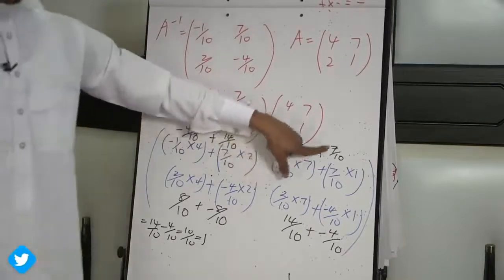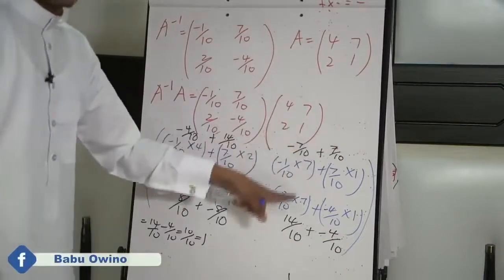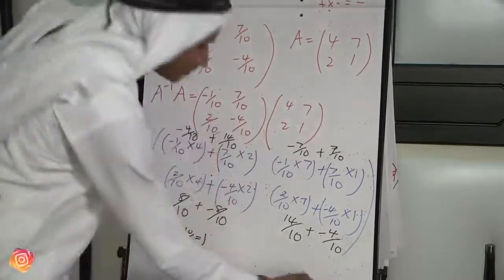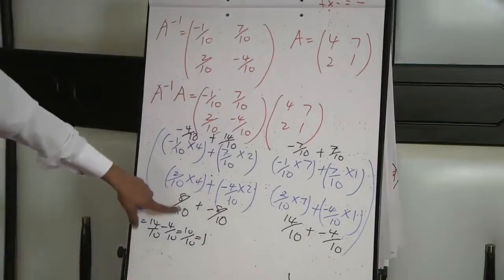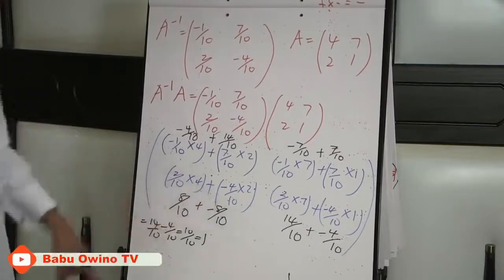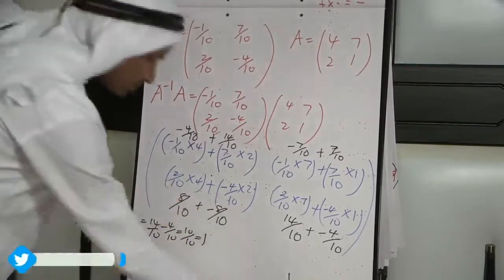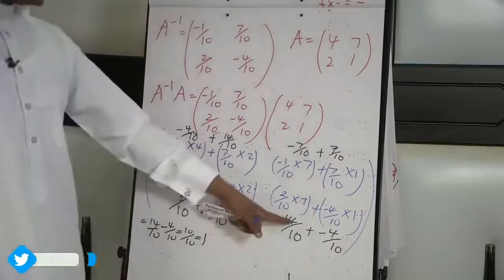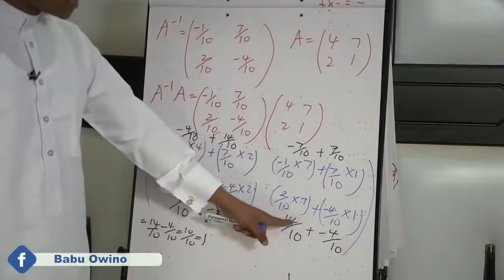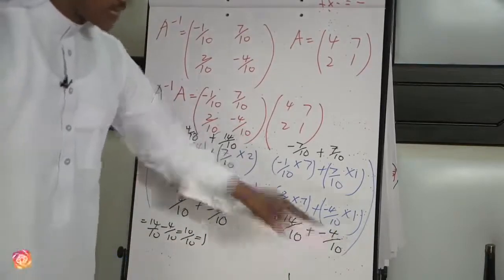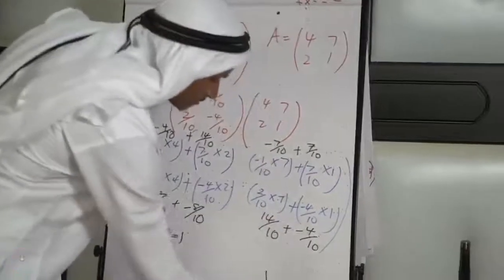Minus 7 over 10 plus 7 over 10 is the same as 7 over 10 minus 7 over 10, which is 0. The other one, 8 over 10 plus minus 8 over 10 is the same as 8 over 10 minus 8 over 10, which is 0. Then 14 over 10 plus minus 4 over 10 is the same as 14 over 10 minus 4 over 10, which is 10 over 10, which is equal to 1.